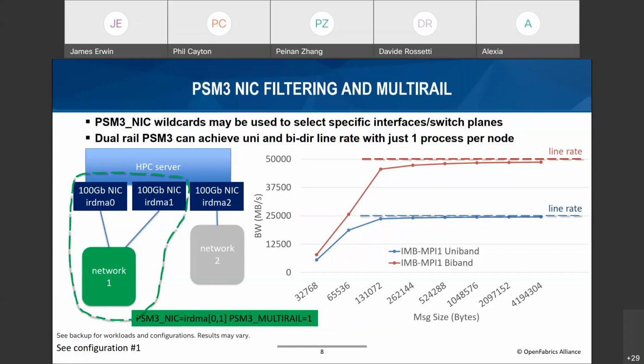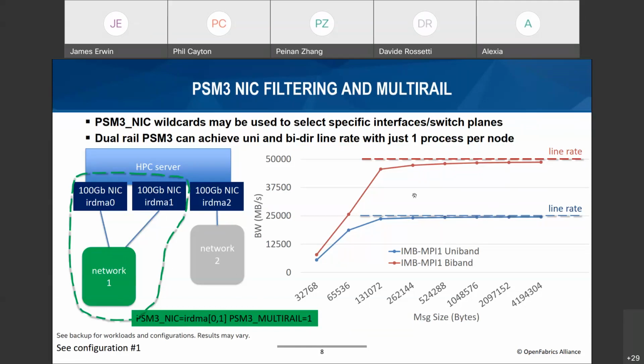This multi-rail flag is actually from the perspective of a single MPI rank. So you can still run dual rail or 4 or 8 rail configurations with multi-rail equal to 0. It's just that each rank will use a dedicated NIC in the fabric instead of the striping behavior.